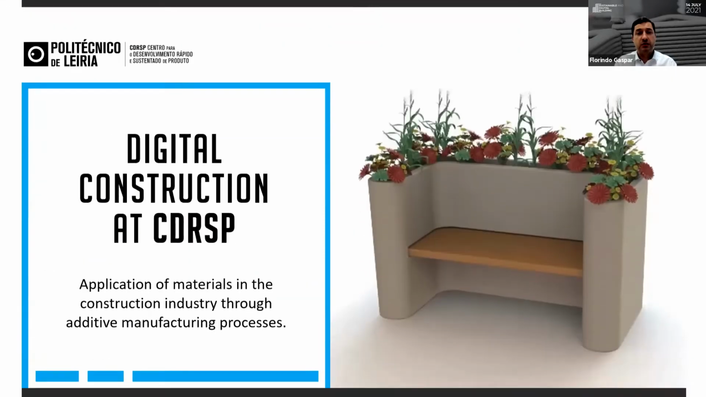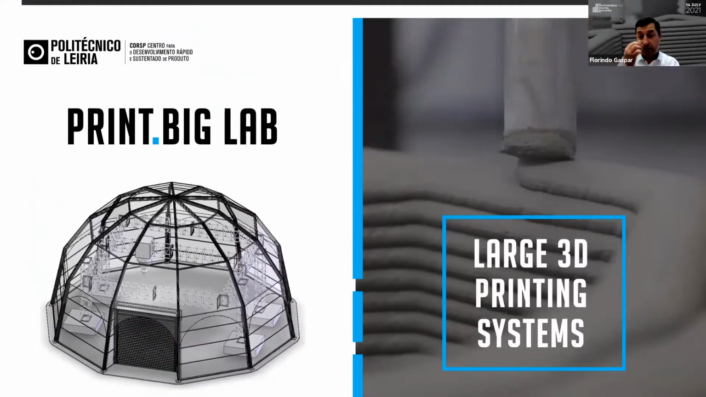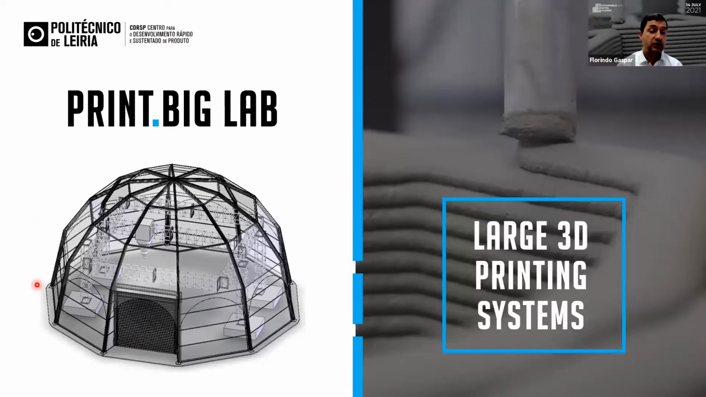The second part is about digital construction. In CDRSP, we work on digital construction, mostly on additive manufacturing processes. So our goal is to introduce technology in the industry of construction, and we are working on 3D printing. This was the goal of creating the PrintWeek Lab. This is a modelation of the PrintWeek Lab that we have nowadays. In this PrintWeek Lab, we have the goal of printing large pieces, big pieces for construction, for example.